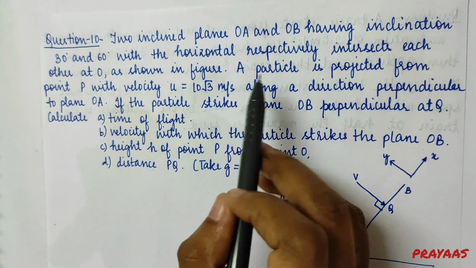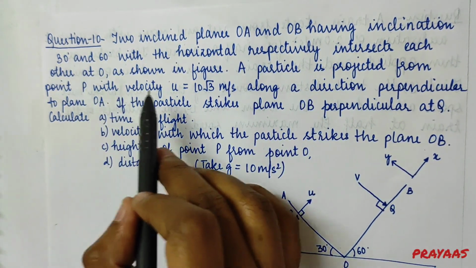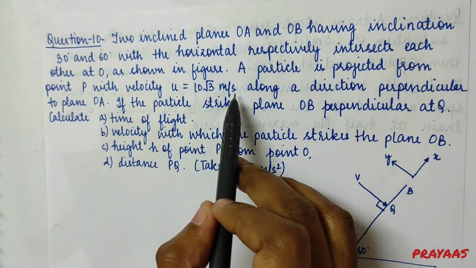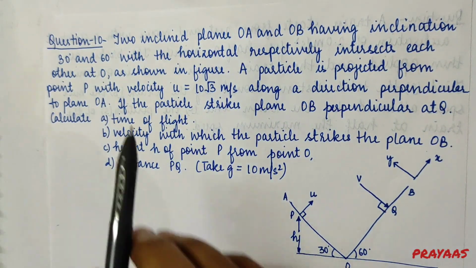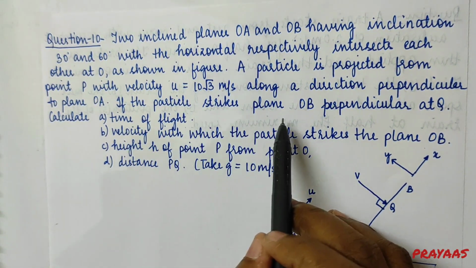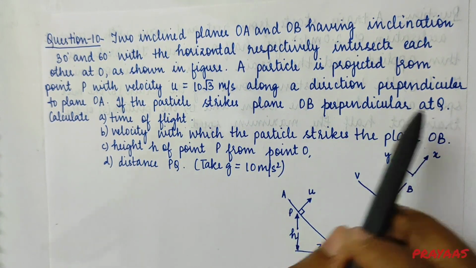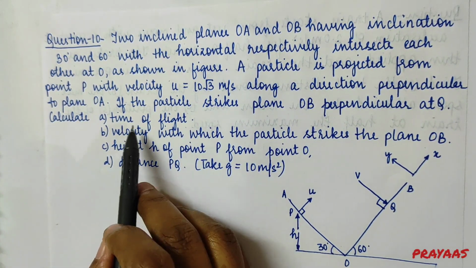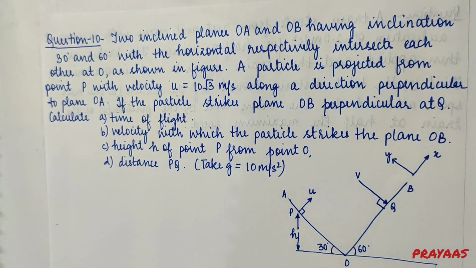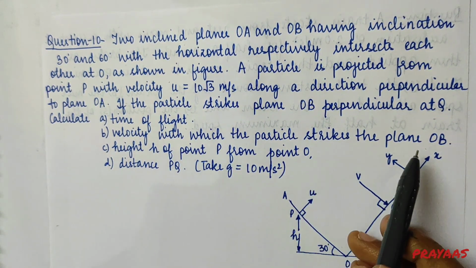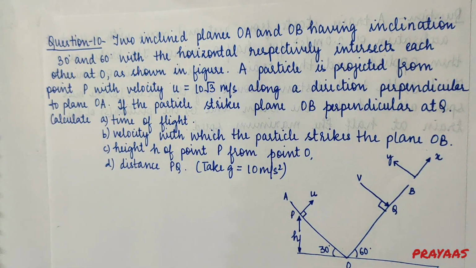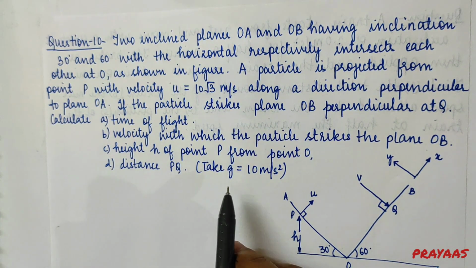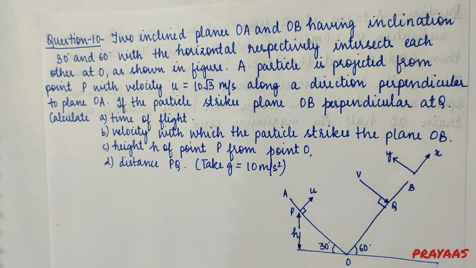As shown in the figure, a particle is projected from point P with velocity u equals 10 root 3 meters per second along a direction perpendicular to the plane OA. If the particle strikes the plane OB perpendicularly at Q, calculate first the time of flight, second the velocity with which the particle strikes the plane OB, third the height h of point P from O, and fourth the distance PQ. Take g as 10 meters per second squared.